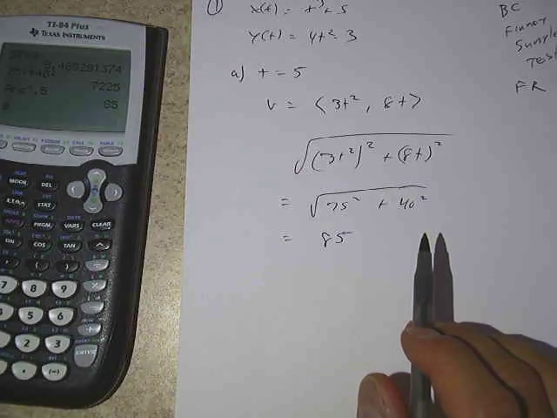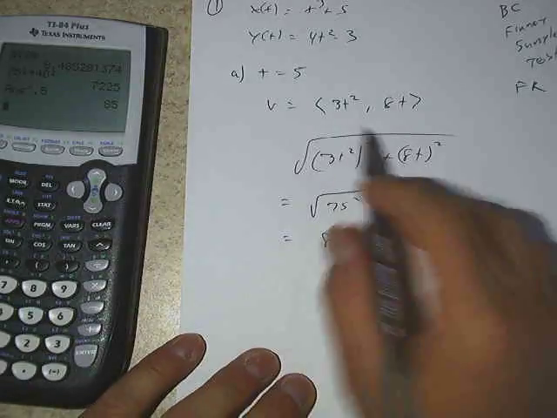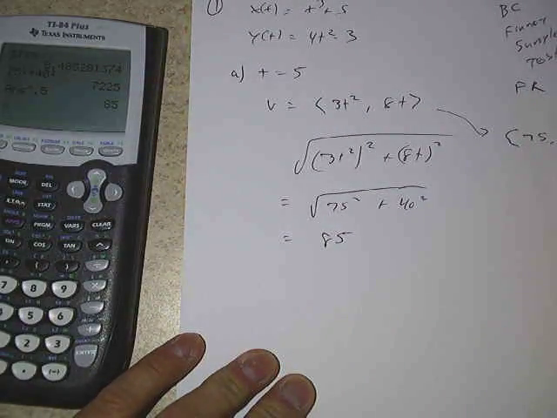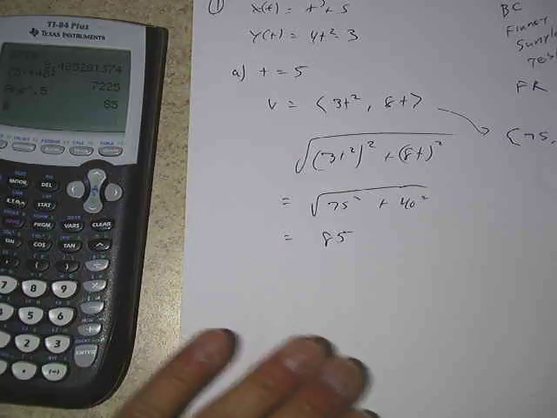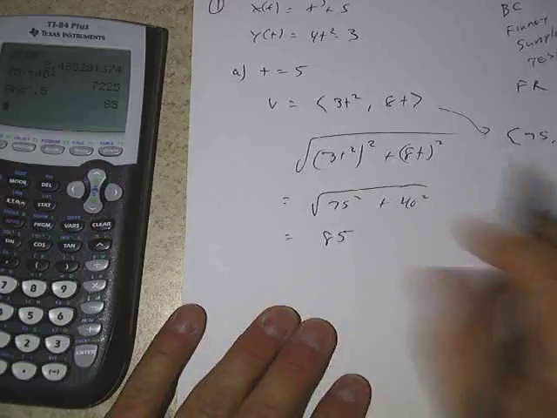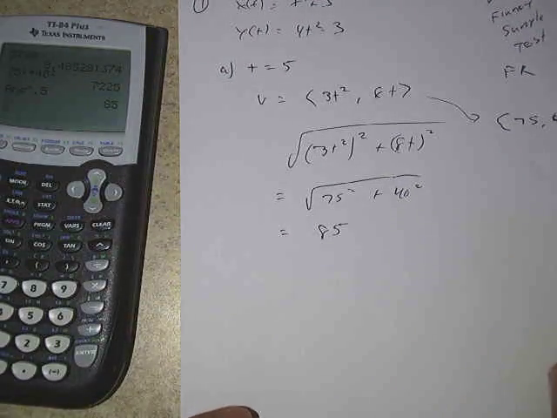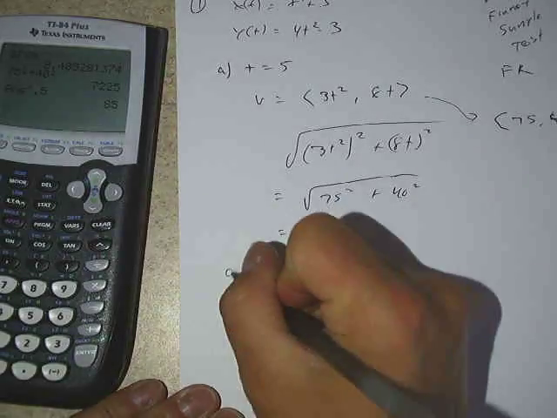The one thing too, reading the question again, they ask us for time 5, find the velocity vector. So the actual answer here should be those actual numbers, 75 and 40. Is it at time 5, what's the velocity vector? This would be the general velocity vector. So at time 5 should be that.